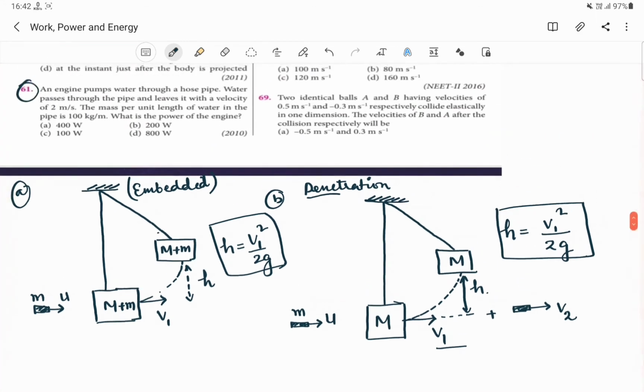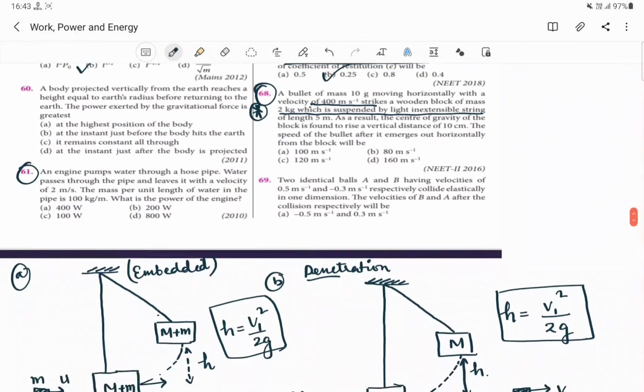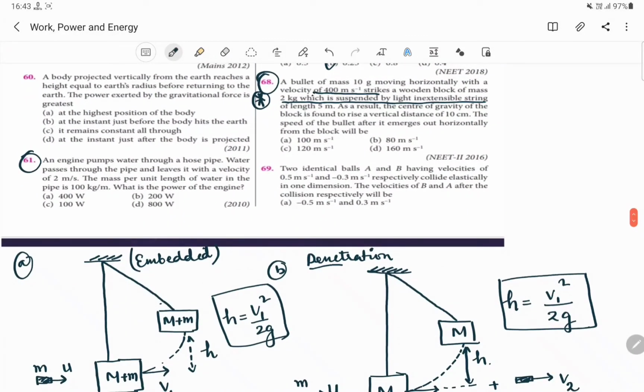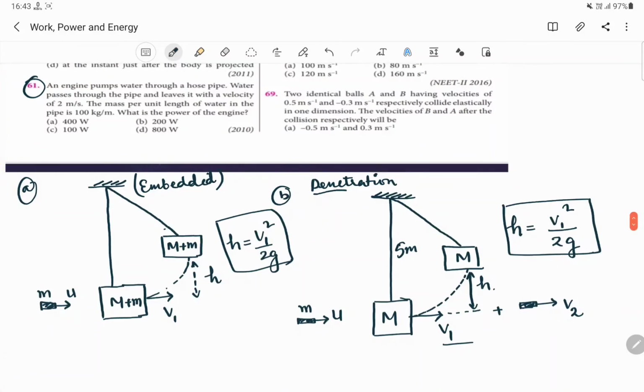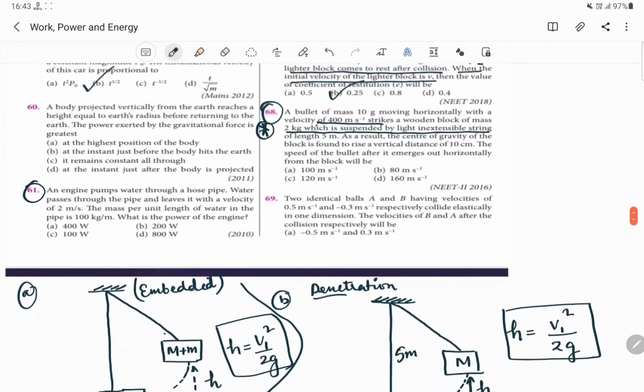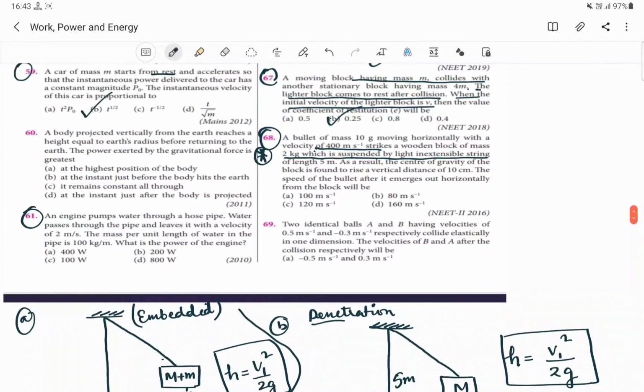Let us read the question. For this question number 68, what is the mass? Mass is given as 10 gram, and horizontally with an initial velocity, the bullet strikes a wooden block of mass 2 kg, capital M, suspended by a light inextensible string of length 5 meter. And what about this small m? Mass of the bullet is given as 10 gram.